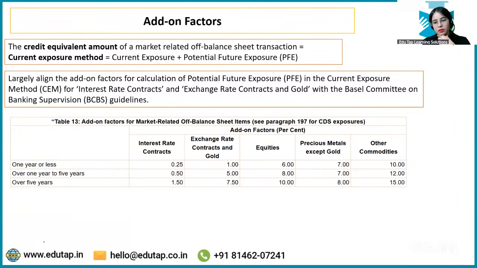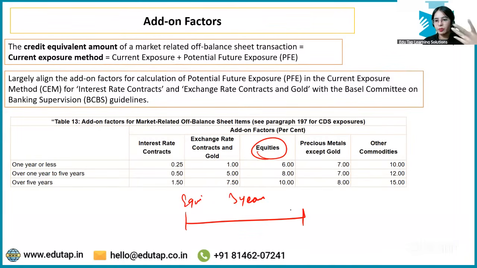Yes, Ashwini, got it. Let's say that for equities, the contract is for 3 years. The contract has just started, so the residual maturity is also 3 years, but the 3-month or 6-month periodic settlement applies. So what is the add-on factor that will be levied? Tell me very fast. 6%. Same contract, coming to the interest rate contract, the 3 years.